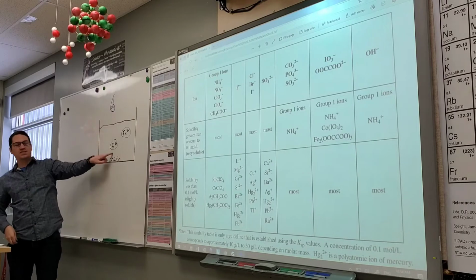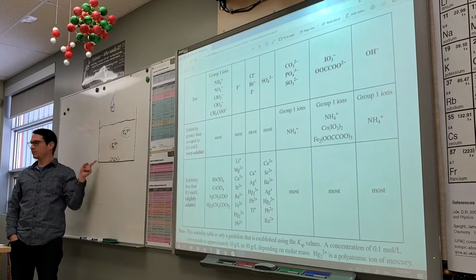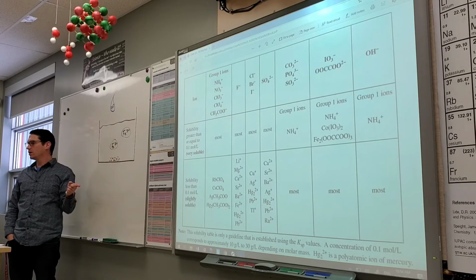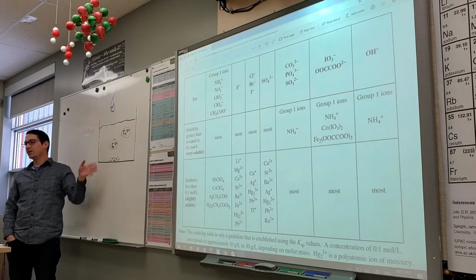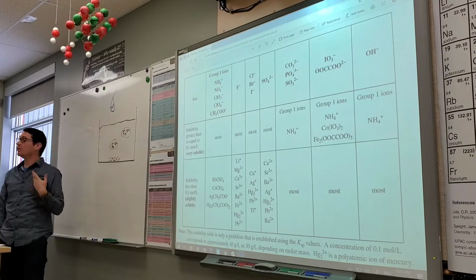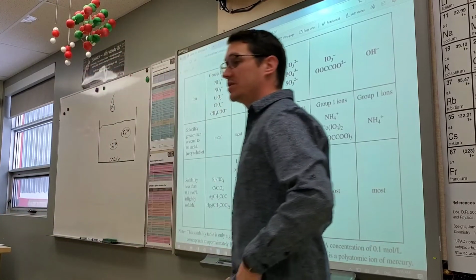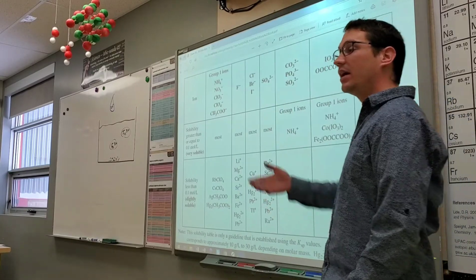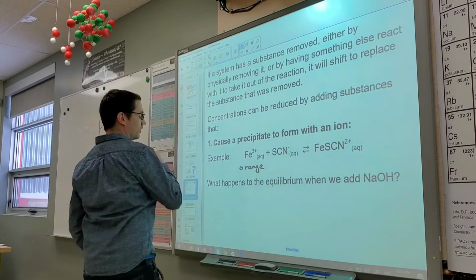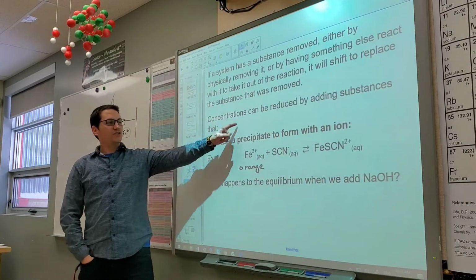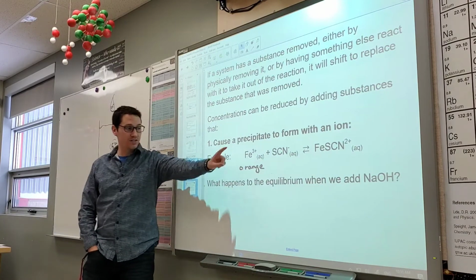By making a precipitate, have I increased or decreased the concentration of iron 3+ in my solution? How many did I have before the precipitate? I had 3 here, right? And by making a precipitate, I'm reducing the concentration. Does that make sense? That's one way you can reduce a concentration. You can chemically react it and pull it out of the solution. And so that's exactly what we're doing here, okay? Concentrations can be reduced by adding other substances. So example number 1, causing a precipitate.